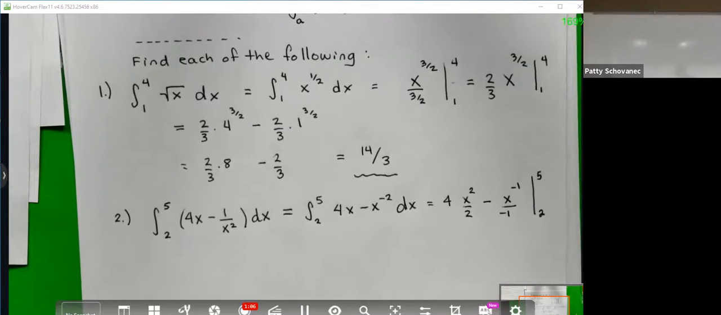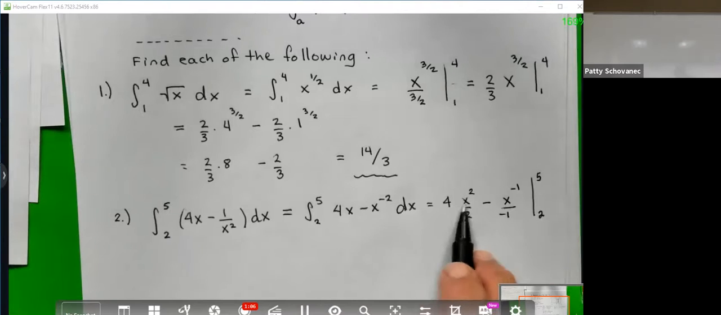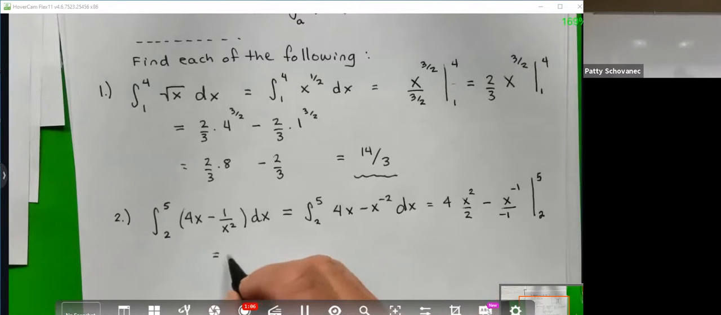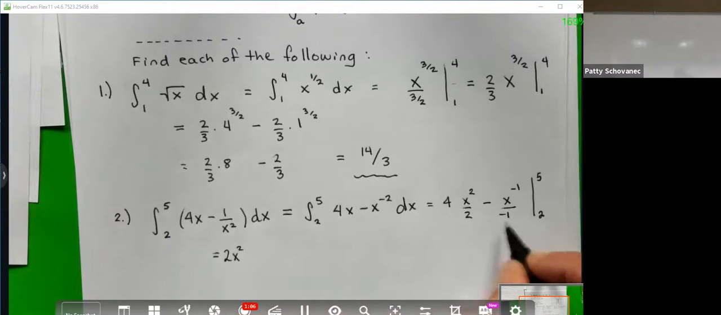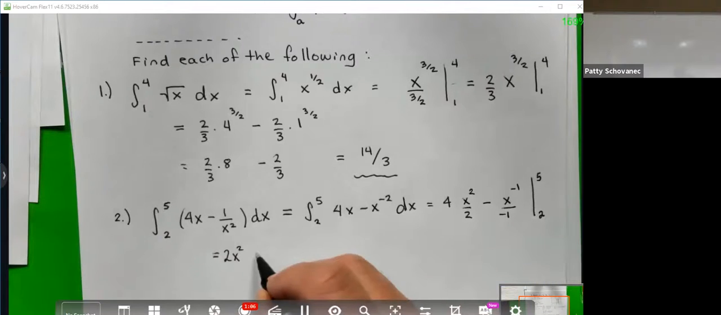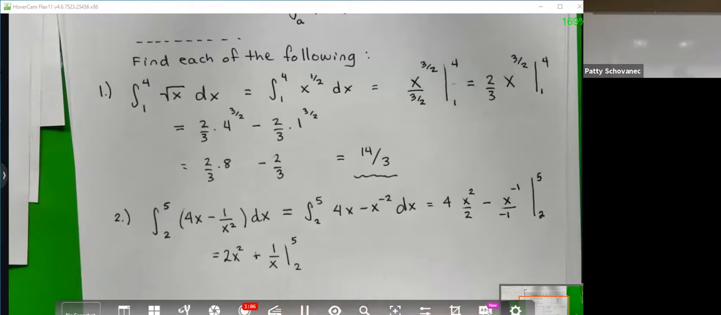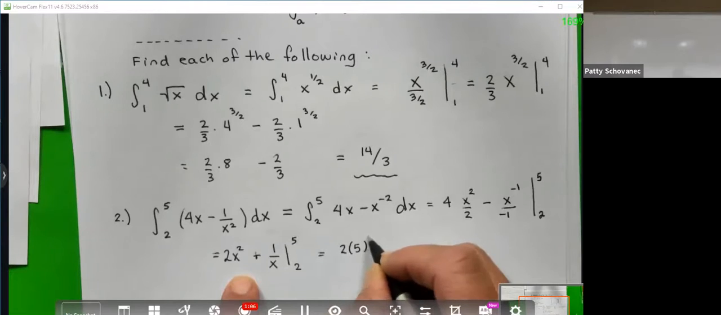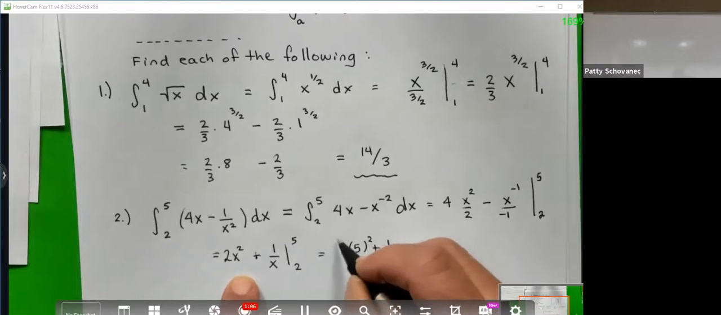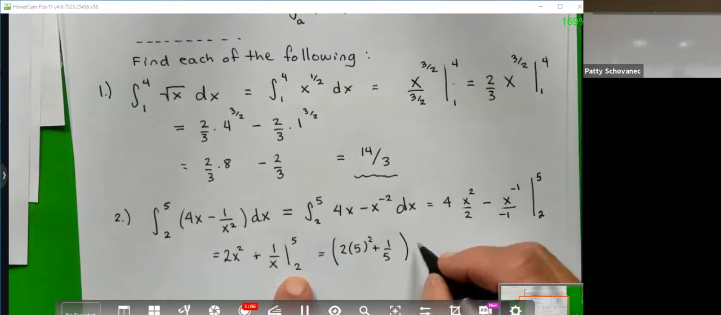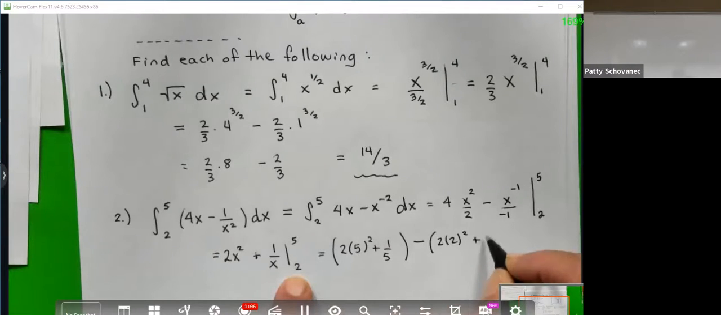A little bit of simplifying allows me to rewrite this as 2x squared. This minus can go with that minus and make that plus. X to the negative 1 is 1 over x. We plug the 5 in for each x and get 2 times 5 squared plus 1 over 5. Then we plug the 2 in for each x and subtract. 2 times 2 squared plus 1 over 2.